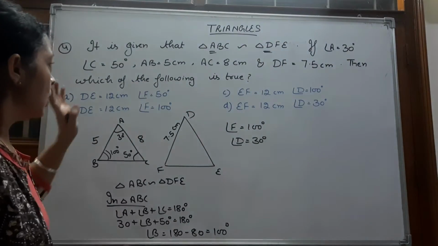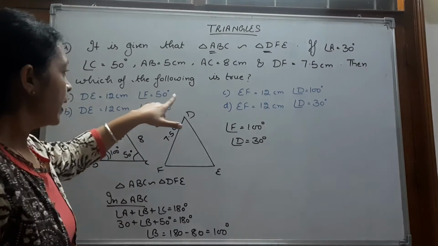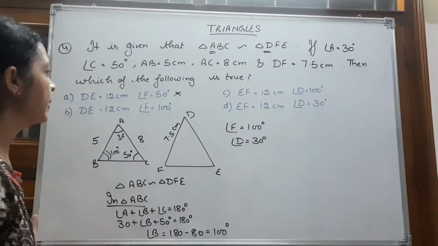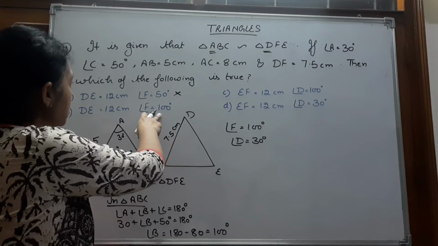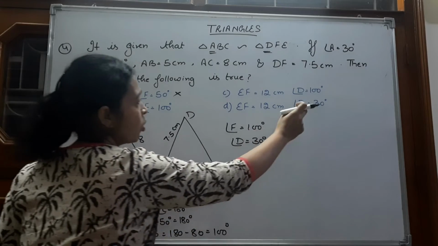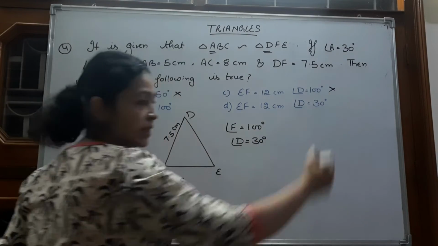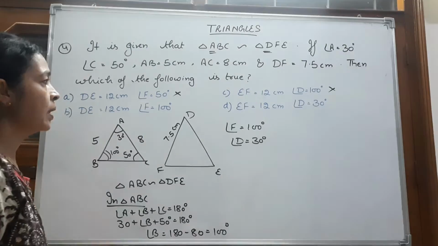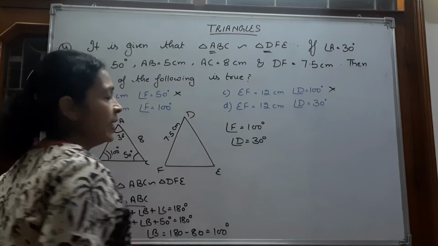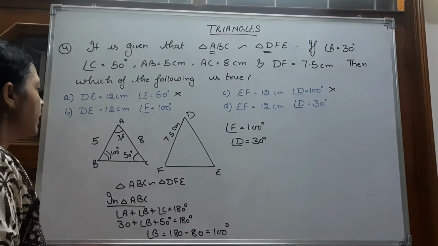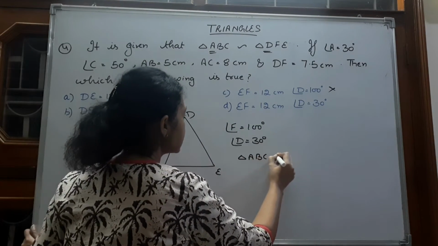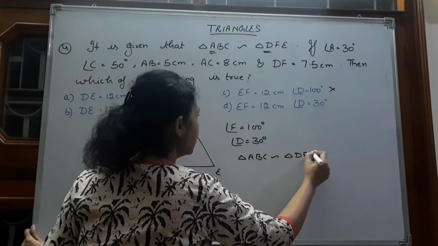Now, again look at the options. Angle F 50 is not needed. We have to check between option B and option D. Angle D 100 is also not correct. So, our answer must be between B and D. Clear? Now, two triangles are similar. Triangle ABC is similar to triangle DFE.